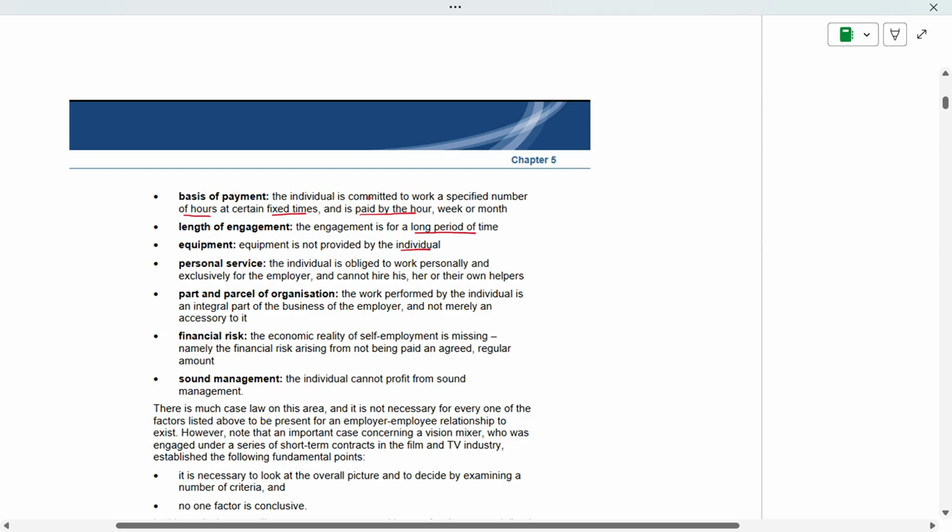Personal service: the individual is obliged to work personally and exclusively for the employer, and cannot hire his or her own helpers. You have to do whatever you are told. You cannot take another employee. Part and parcel of the organization. You have the financial risk. Just read these points.